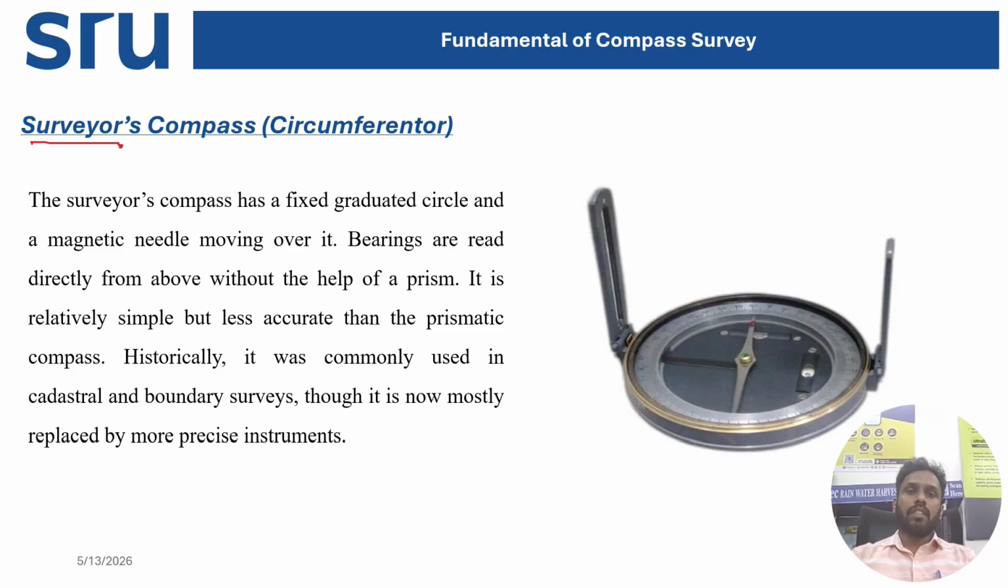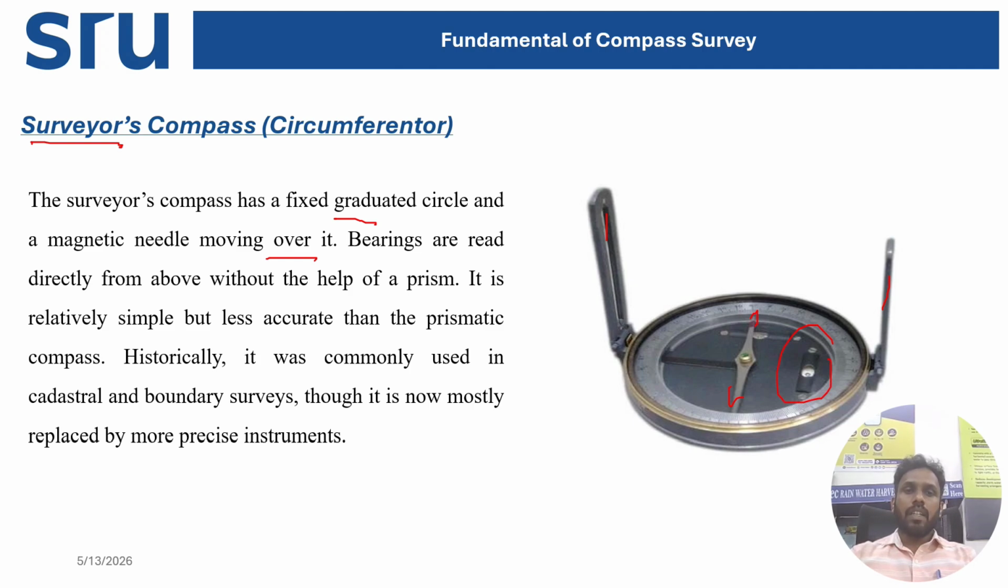In the prismatic compass, you have the objective and eyepiece here. Here both are eyepieces, and you can use both as eyepiece and objective. This is much less accurate when compared to that one because it has a fixed graduated scale with the needle moving over it. You can see the graduated scale is fixed and your needle is moving. Right. So there is a spirit level to indicate the horizontality of your compass.